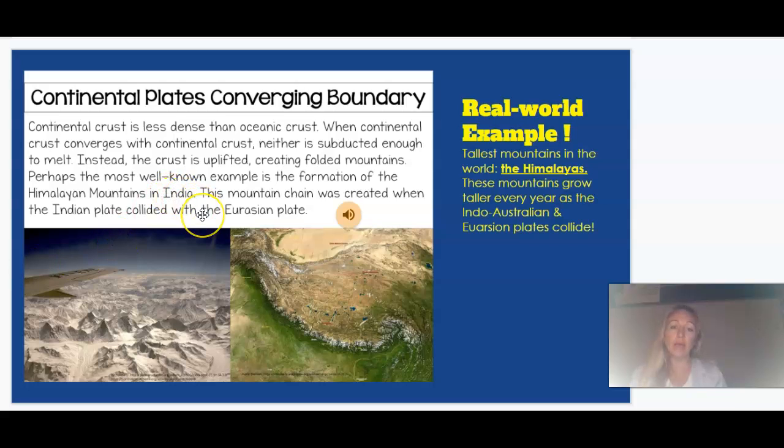And then the tallest mountains in the world, the Himalayas, that are still growing taller every day, are formed because of continental convergent boundaries. So two continents, India and Asia, are colliding, and they're still moving together. So every year, the Himalaya mountains get a little bit taller.